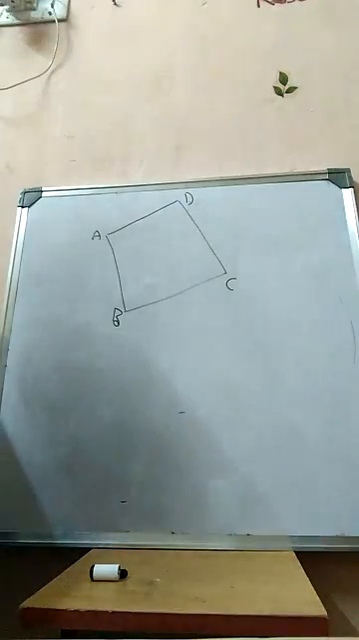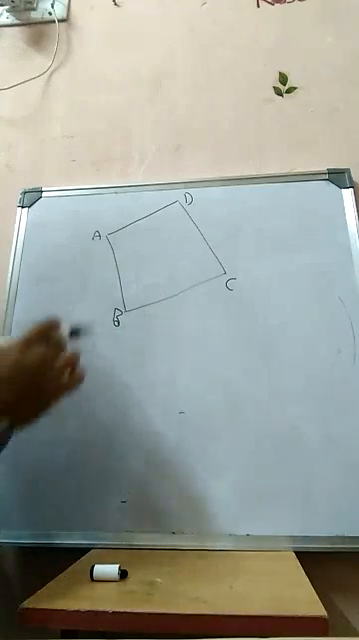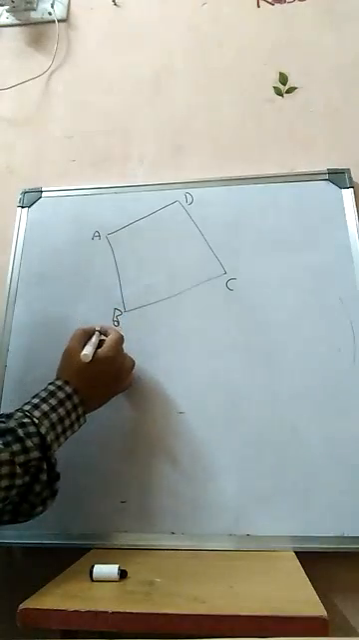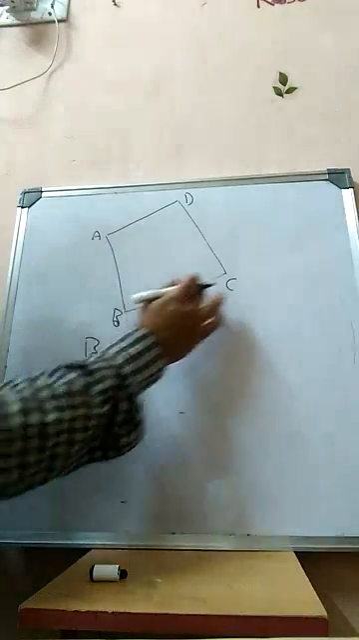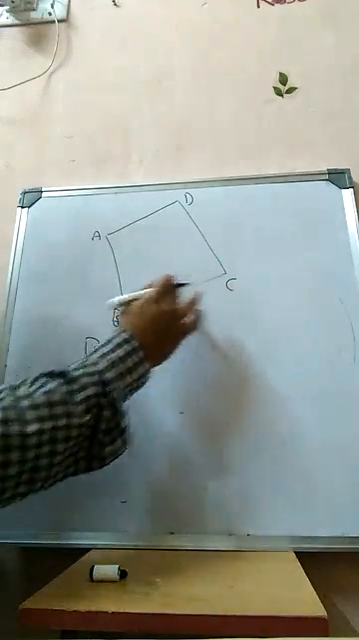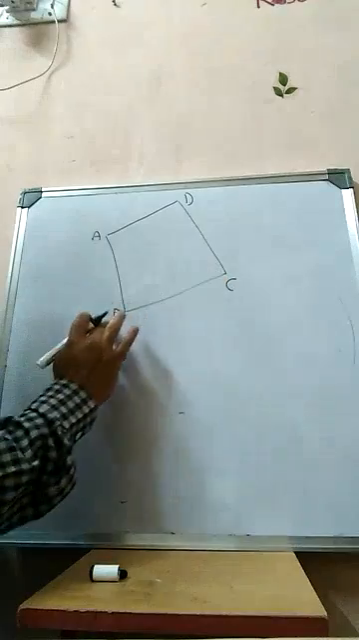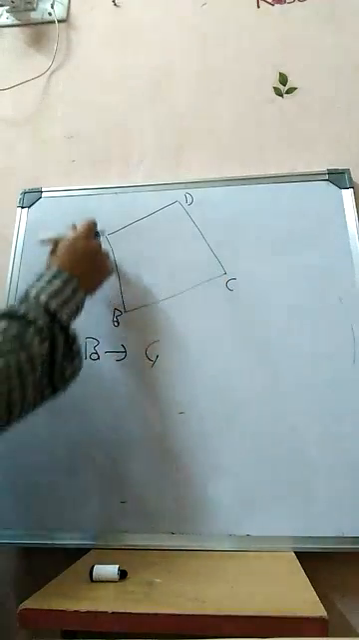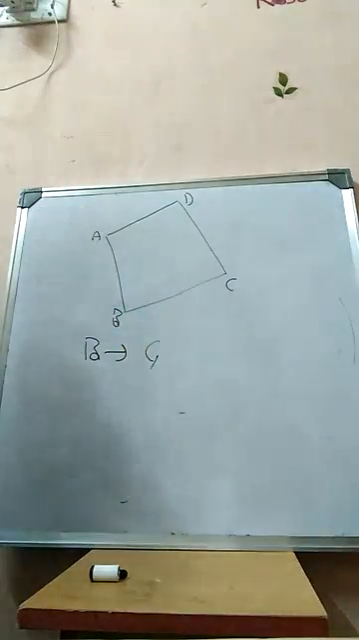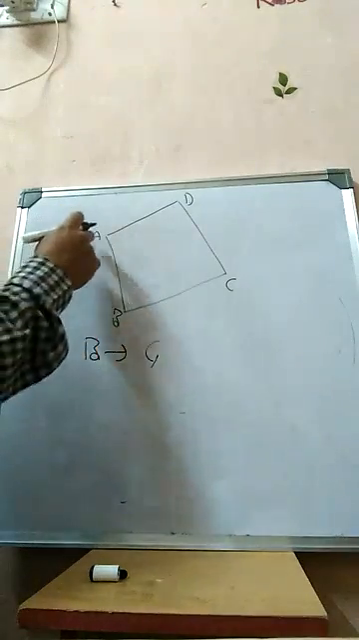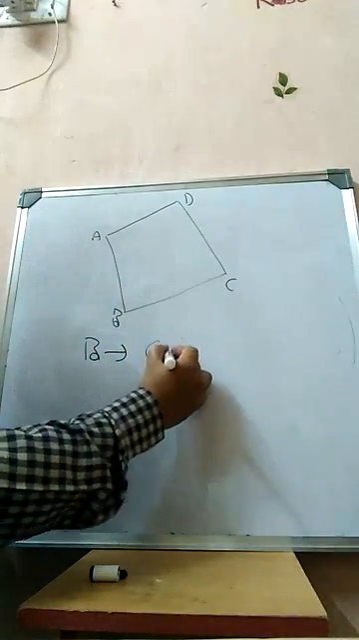One more thing I have to tell here. I told about adjacent vertices, and now about diagonals. Adjacent vertices means, for the BC line segment, B and C are endpoints. So B and C are called adjacent vertices. The adjacent vertices to B are C and A also. Look, for the AB line segment, A and B are both adjacent vertices, that means endpoints.